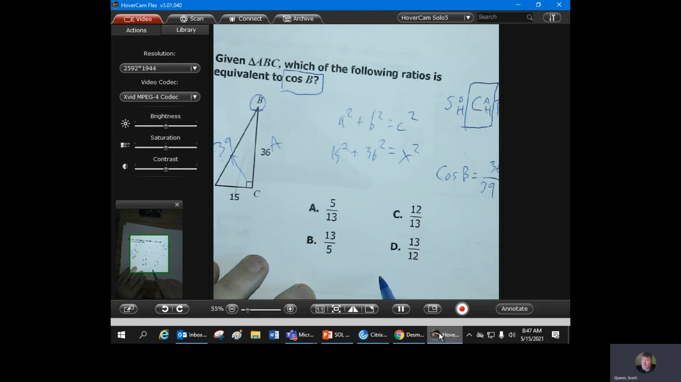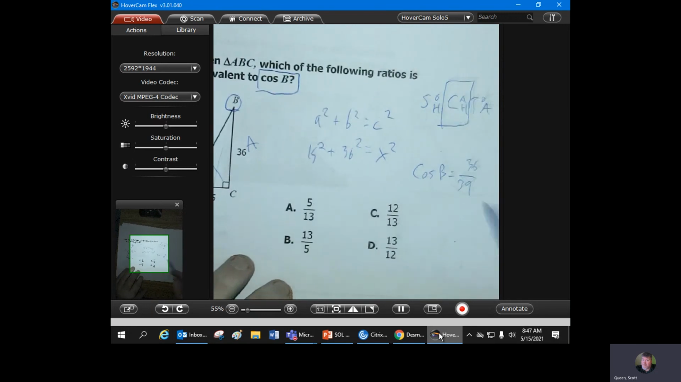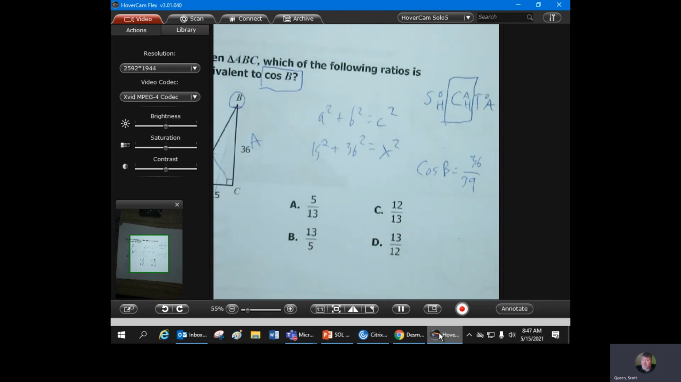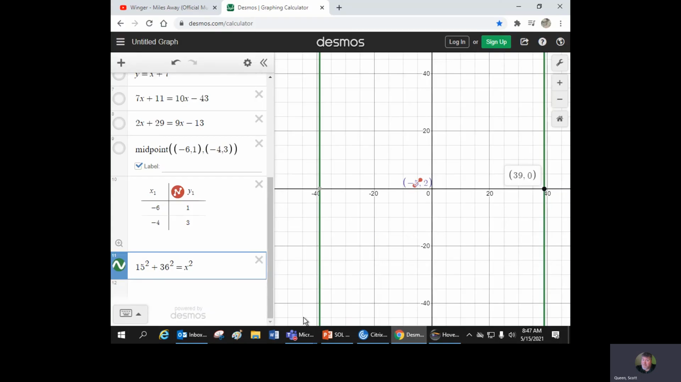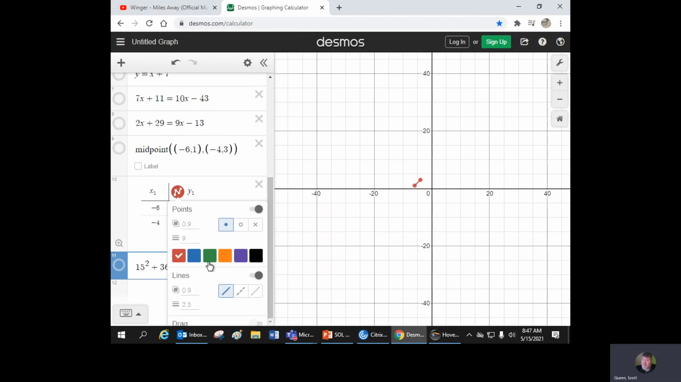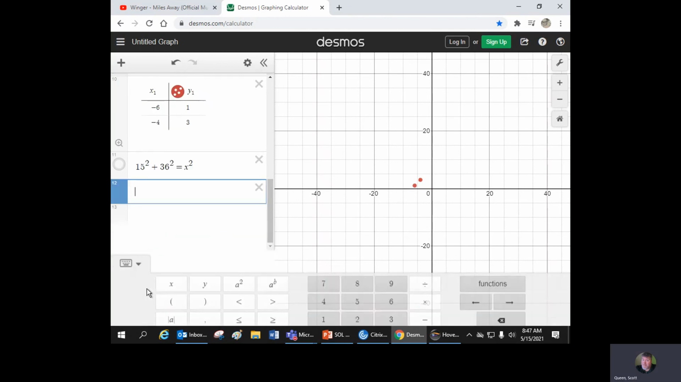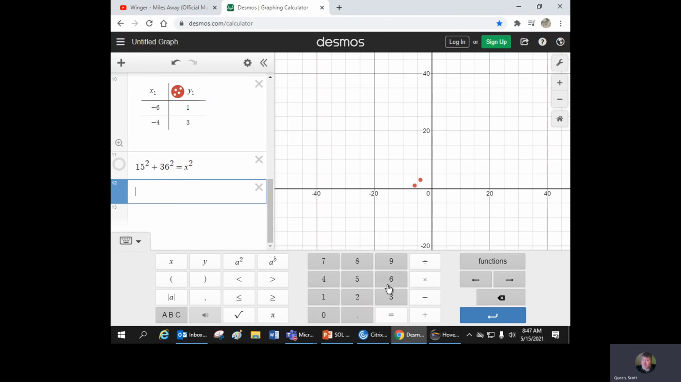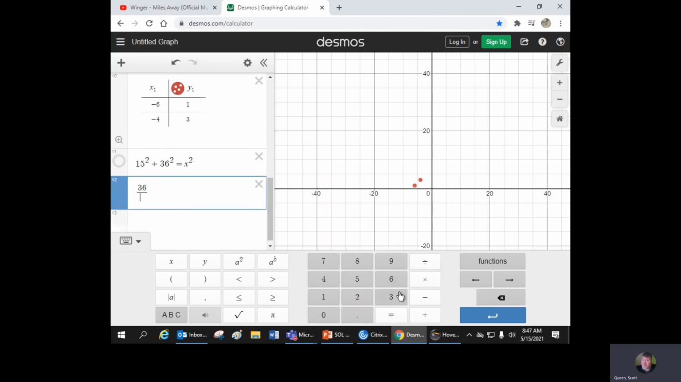I need to simplify it. Now, you can simplify it by hand like you learned in elementary school, or you could put it in Desmos. Watch this. You may not have seen this either. All right, so I'm going to get rid of this line. Let me get rid of this label. I forgot to turn all that stuff off. Turn off the line. Okay. So I got 36 over 39.